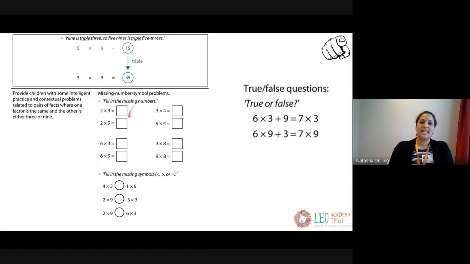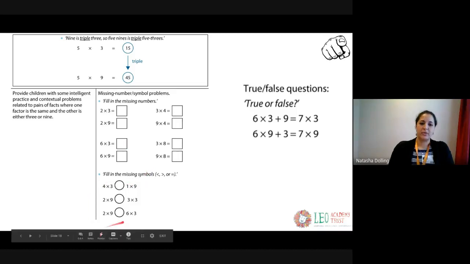And you can see here the way that these times tables facts have been presented. They've been presented with the 3 times table first of all, because we're assuming at this point that children know their 3 times table. And then you've got the 9 times table fact underneath. And in exactly the same way we were doing before, the idea is that they use this known fact that they already know to work out the unknown fact, and really embedding each time that they do this, that to work out the 9 times table, it is triple what the 3 times table fact is.